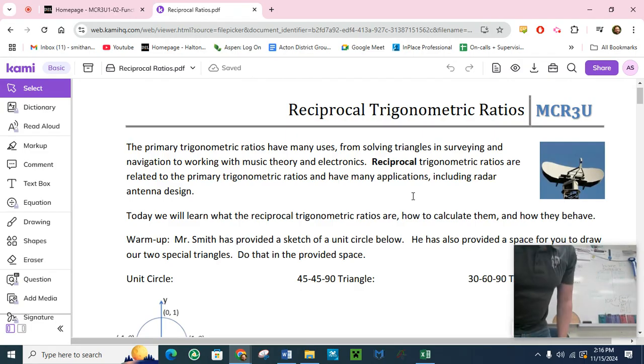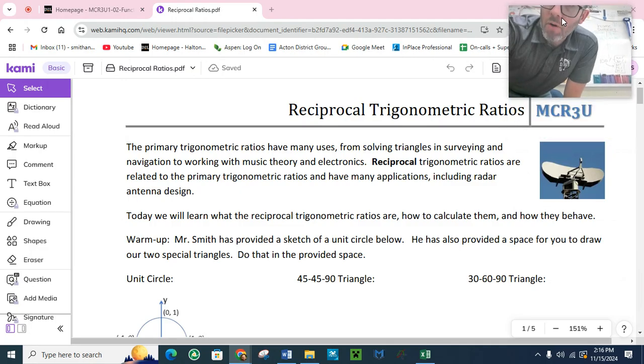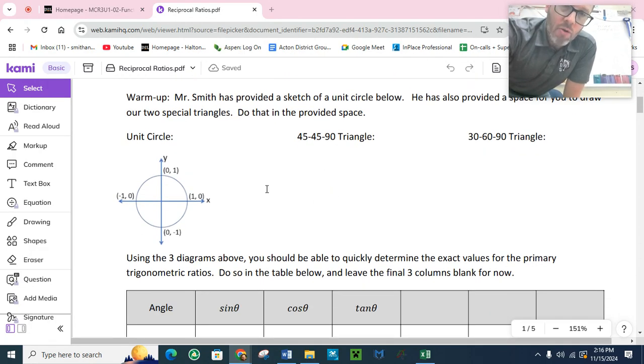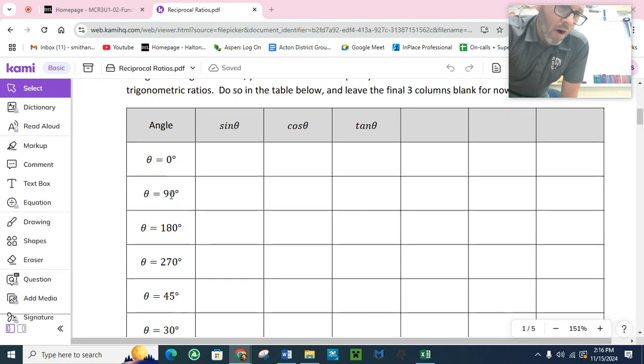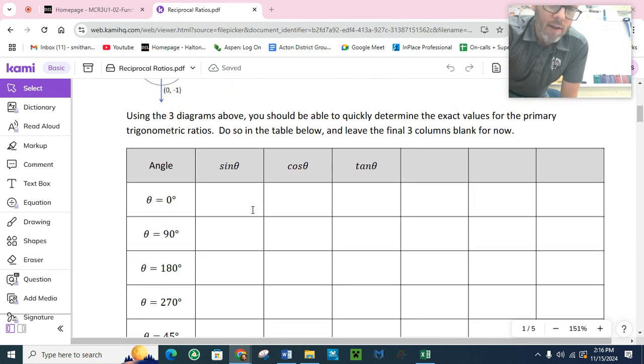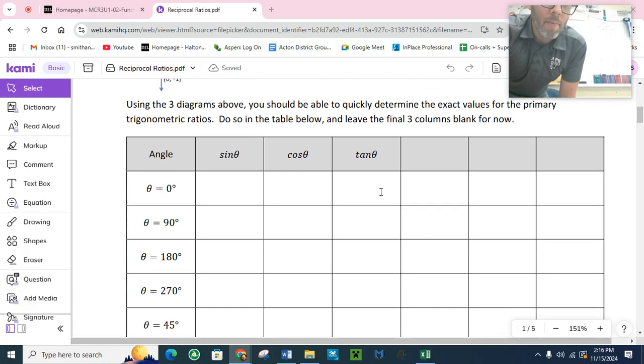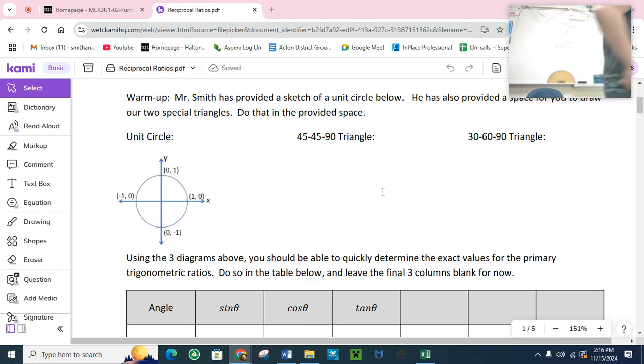So what are they? We'll get to that in a second, but as a warm-up, can you draw your 45, 45, 90 special triangle and your 30, 60, 90 special triangle, and then, combined with our unit circle, we're going to get the exact values for the sine, cos, and tan of all these special angles. The second half of the table will just be a little surprise for later. Right now, I'll get you to do your special triangles. Use the unit circle. I'm going to resist the urge to just do it for you, but let's see how much of this you can get done on your own.